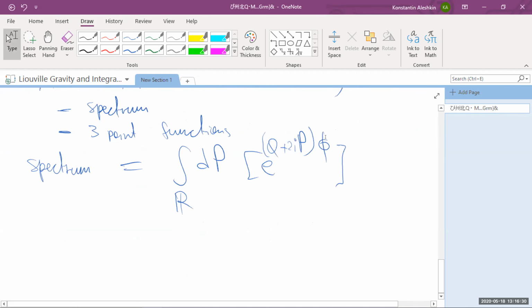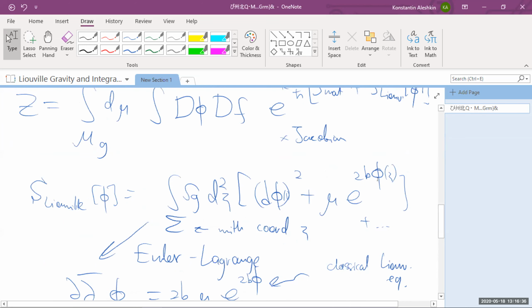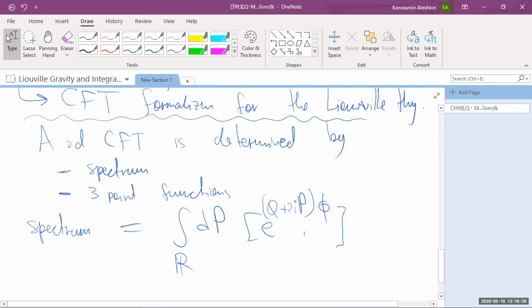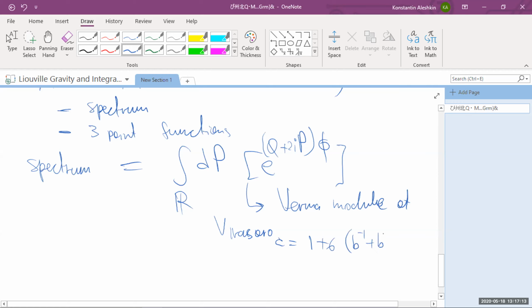So what is this? The notation stands for the same phi as we have here. So phi is a conformal factor, and the notation implies that it should be related with this conformal factor with some complex power. But technically, this is a Verma module, so a highest weight representation of the Virasoro algebra. Virasoro with central charge 1 plus 6 (b inverse plus b) squared.